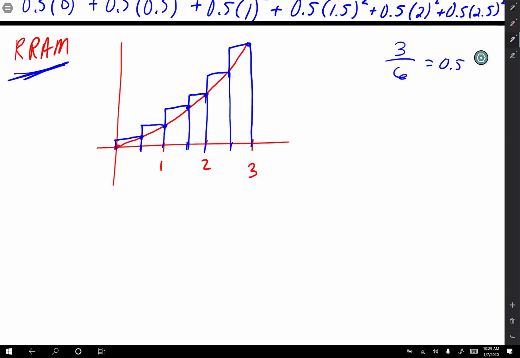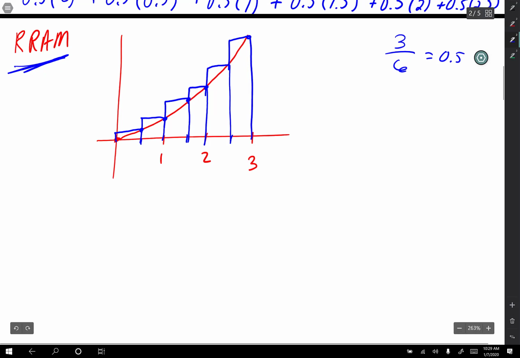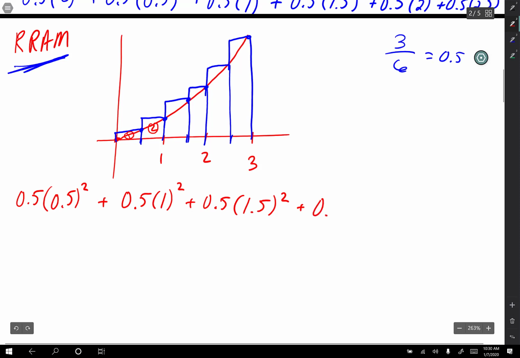All right, here we go. I'm gonna find the area under this curve again. The area of a rectangle is length times width. So, 0.5 is the width of the first rectangle, and I'm using the rightmost point to determine the height. So 0.5 squared plus 0.5 times 1 squared, that's for rectangle 2, plus 0.5 times 1.5 squared, plus 0.5 times 2 squared.